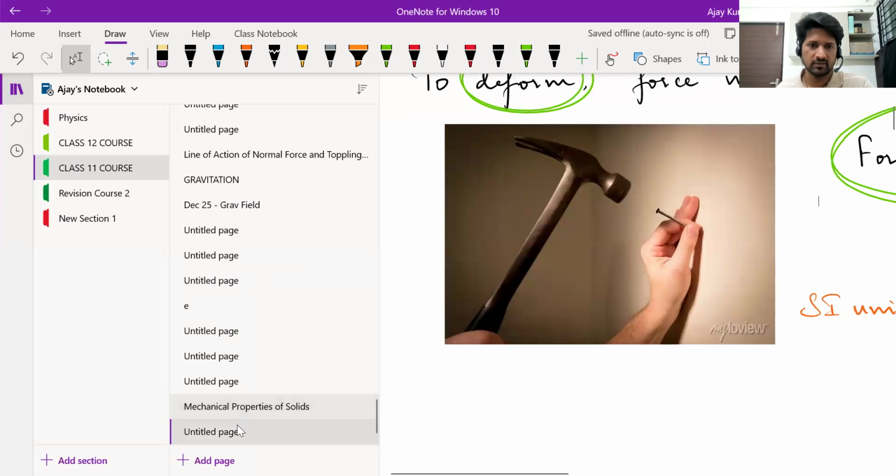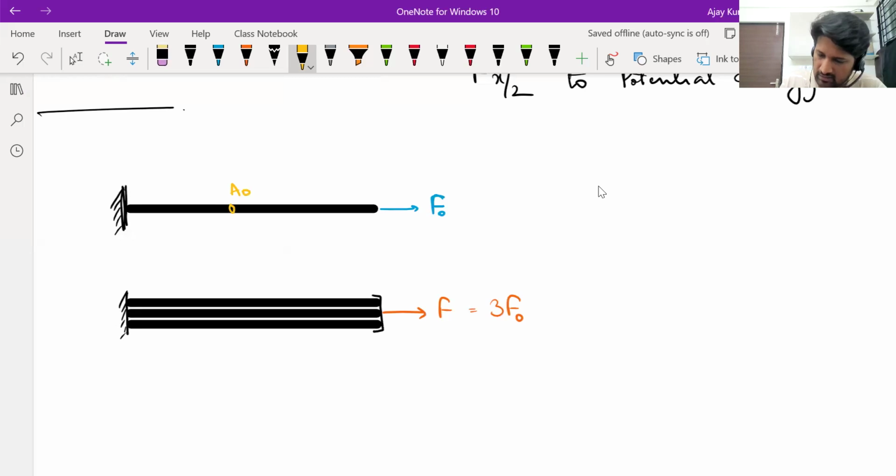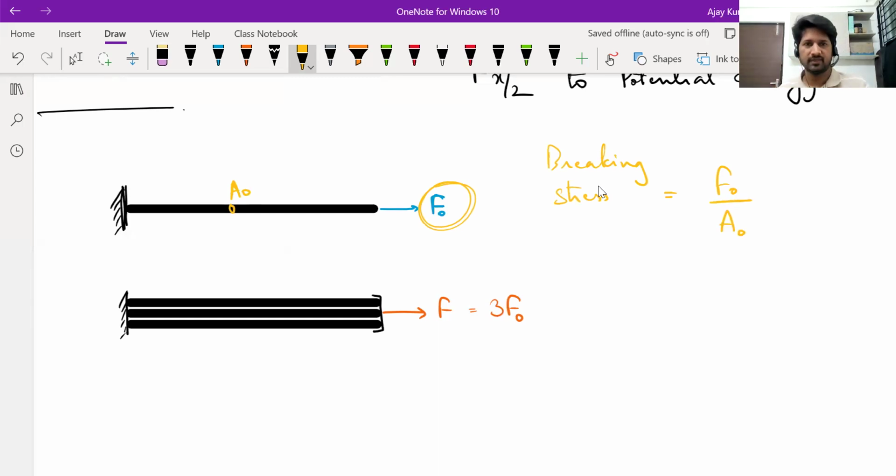Not only the force. Now, in one case, when you apply a force F naught, we see that the thread is breaking. Let's say the area of cross section of one thread is A naught. A force F naught is able to break one thread, which means the stress at which the thread is snapping, we call it the breaking stress, is F naught by A naught. Once you generate that much stress, it breaks.